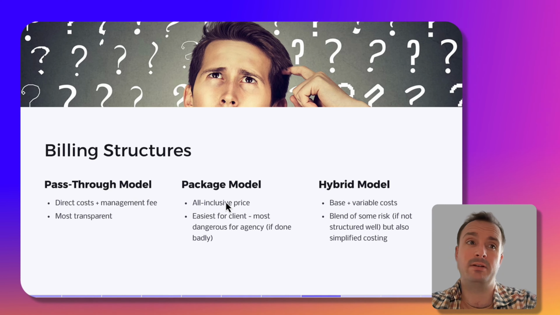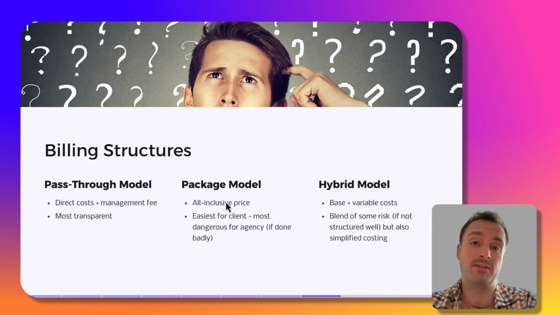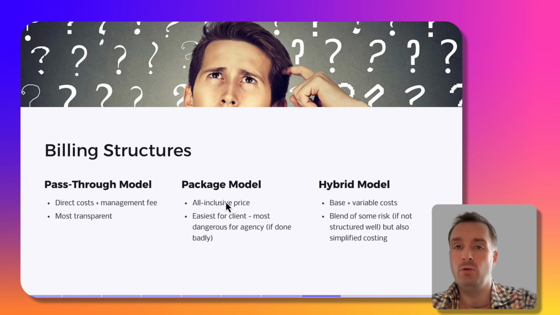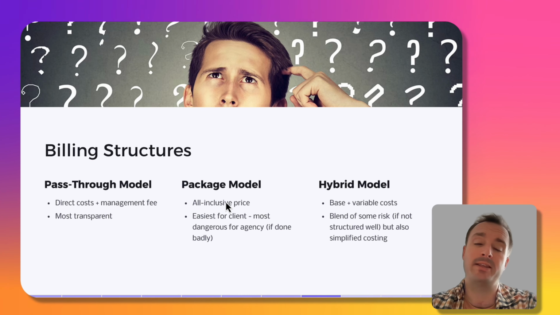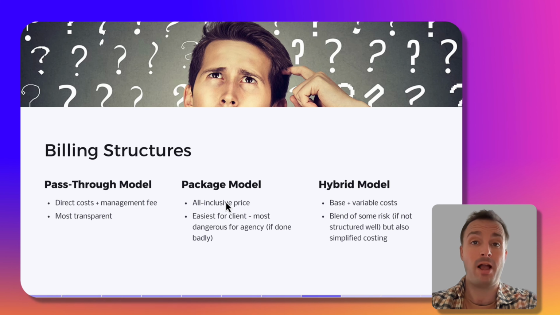If you're just getting off the ground and you want to ensure that you don't take any risk on, then passing the cost through and knowing that you're going to just take a fixed fee is probably a good way to start. But I think very quickly you're going to realize that model is probably not a scalable model. The second option is the package model. That's an all-inclusive price, and it's probably the easiest for the client. They know they're going to pay a set amount per month, and perhaps it can be with a fair usage clause in there, or perhaps it's unlimited.